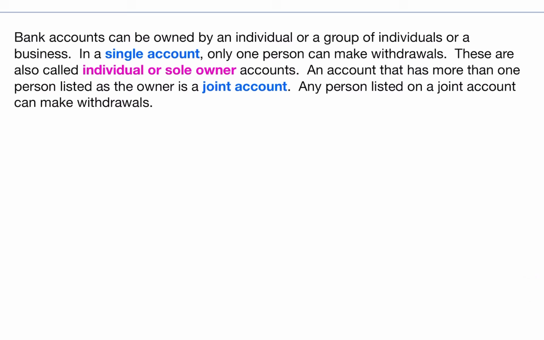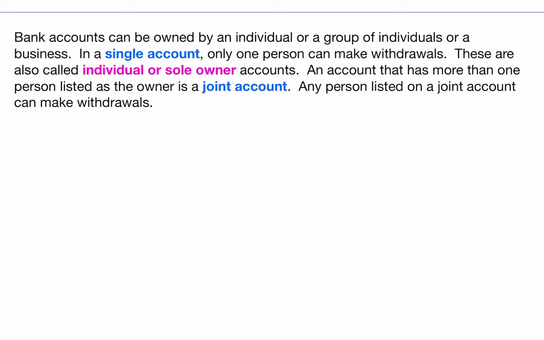Now, bank accounts, you want to know, can be owned by individuals, which is sort of the most common belief, but it can also be owned by a group of individuals. So spouses or partners may be an owner of an account and they own it jointly, and then businesses can also own an account. In a single account, only one person can make transactions, make withdrawals and things like that. They're also called individual or sole owner accounts. A sole owner, if you're a sole proprietor, you would be considered a sole owner account.